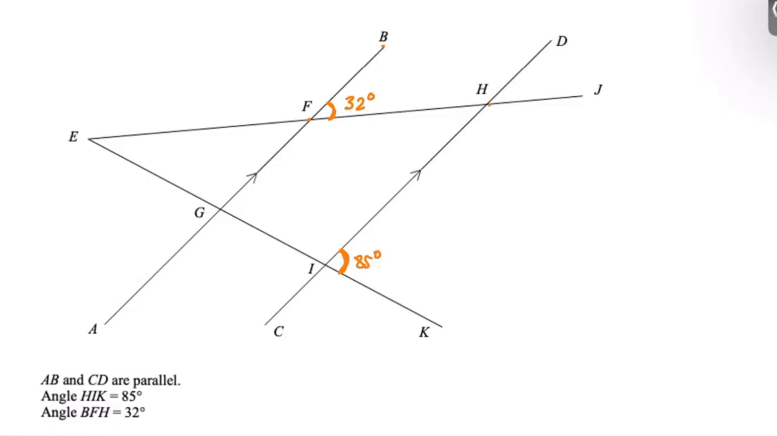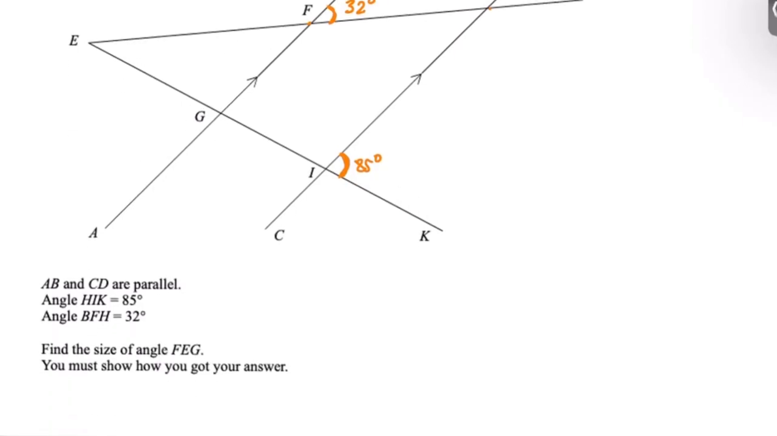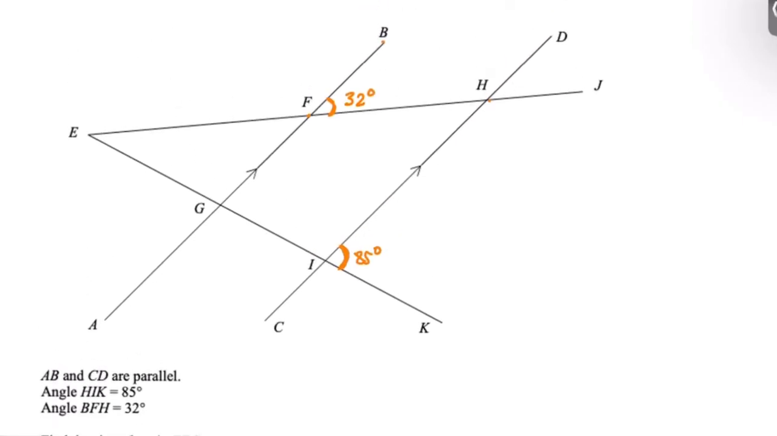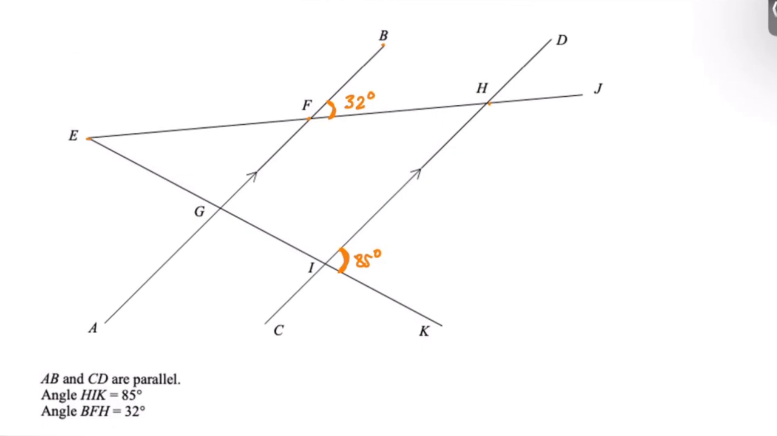Okay, so we're given two angles from the details in the question. Now it says find the size of the angle FEG. Which one's that? F to E to G. So it's asking us to find out this angle. This is angle X that we have. That's the angle that we need to work out.